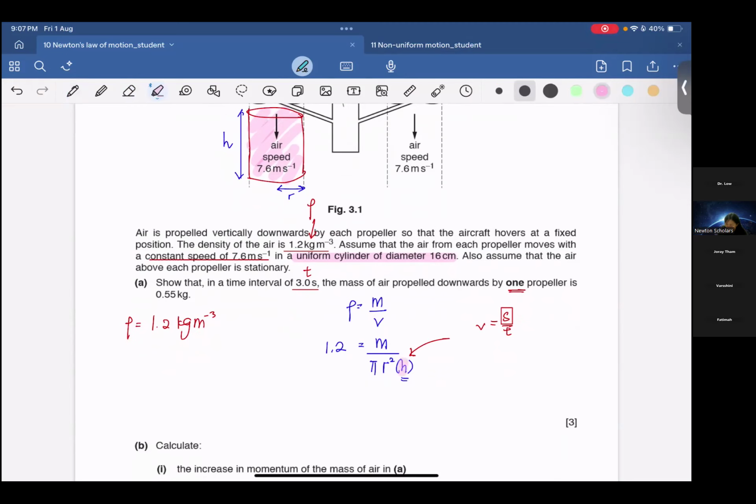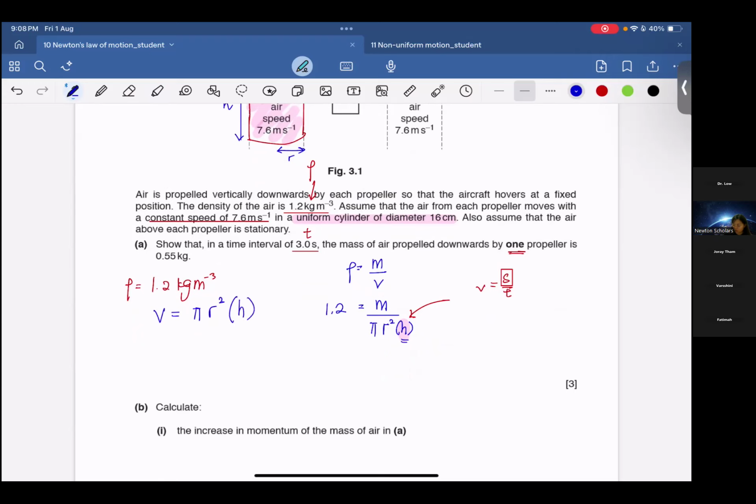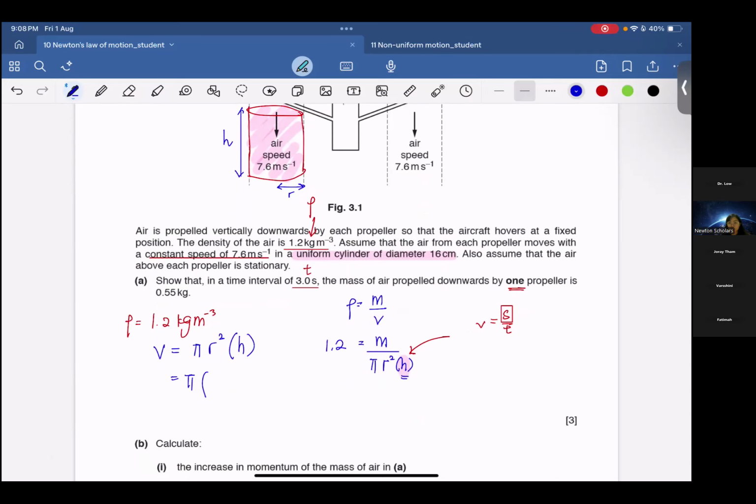The difficult part is here, the h. How do we find the h? But we know the time is 3 seconds. We know the speed, so we know the h. If you're able to prove, then tell me. Type in the chat box and say yes, proof. (16 cm), don't forget to change to the radius and then in meter. In meter.